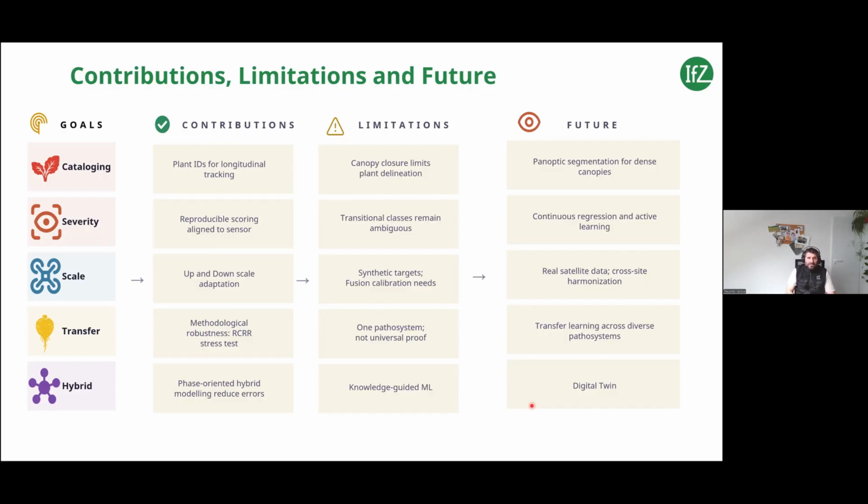So overall, the thesis drives a modular path from plant unit to reproducible quantification to multi-platform robustness, and finally to phase-aware forecasting.